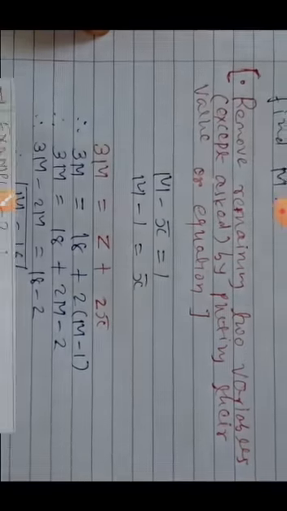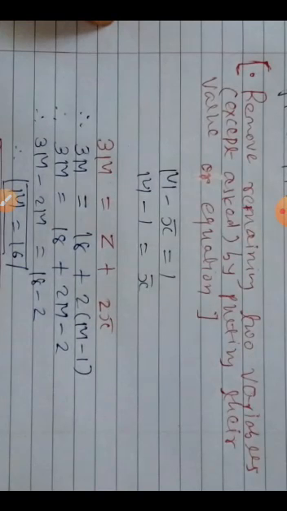Okay, now both are removed. Z is replaced by 18 and x bar is replaced by m minus 1. Now this equation is solved. You can see there is only one variable, m, seen in the second step. So 3m equal to 18 plus 2 in bracket m minus 1. Now we can find it easily, because from any one equation you can find one variable only, not more than one. That's why we remove the remaining two.